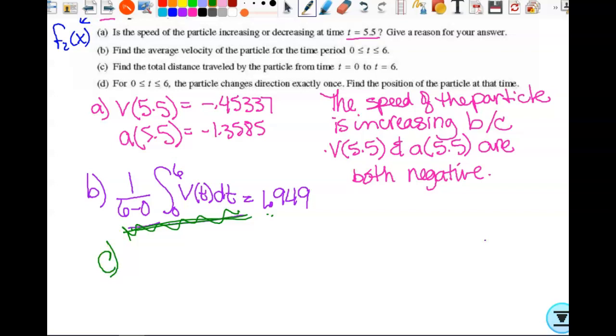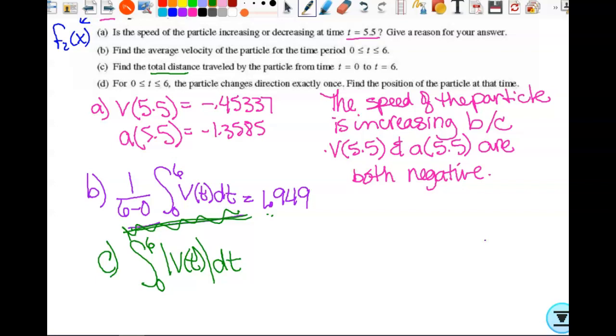C. Find the total distance traveled by the particle from time t equals 0 to t equals 6. How do we find the total distance? I got to do an integral. Yes. It's the integral of the absolute value of v of t. Because remember, that's different than displacement. If I don't put the absolute value, then that's just displacement. Make sure when you write your integral that you have your limits of integration, that you have the absolute value, and that you also have your dt on there.